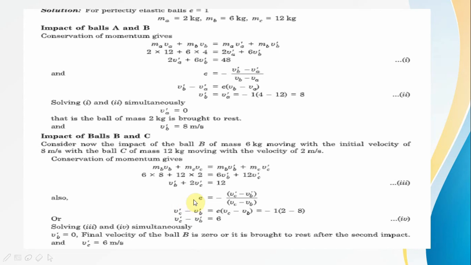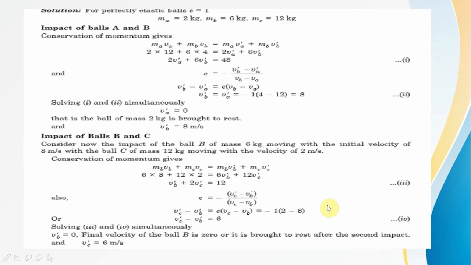Another equation we can find through the coefficient of restitution, which is E equal to minus of VC dash minus VB dash upon VC minus VB. So the formula will be VC dash minus VB dash equal to E into VC minus VB, which is equal to E minus 1 into 2 minus 8. So we get VC dash minus VB dash equal to 6.